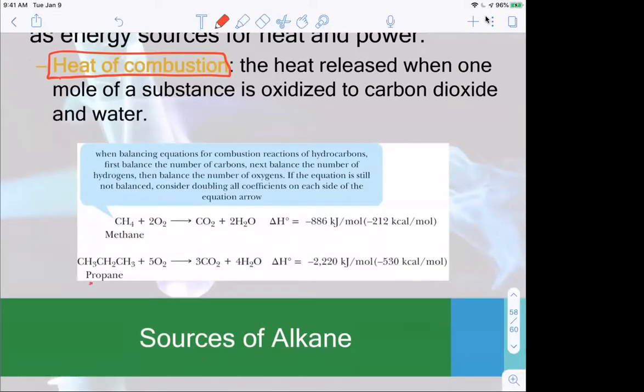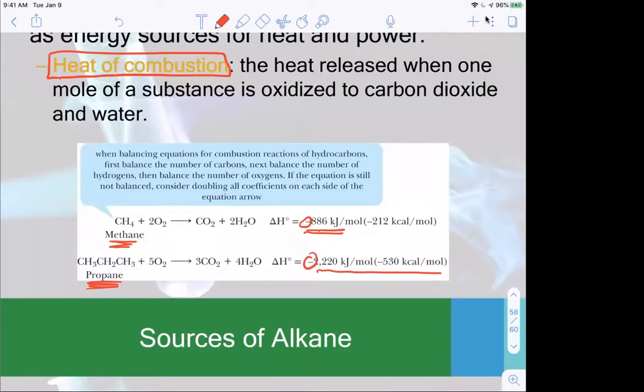Look at the propane gas that we use in our grills on our decks. A lot of energy is released when that combusts. Notice methane has a significant amount of energy. I get a lot of energy from the combustion of these molecules. These are negative numbers, which means the heat is released, that is, exothermic.